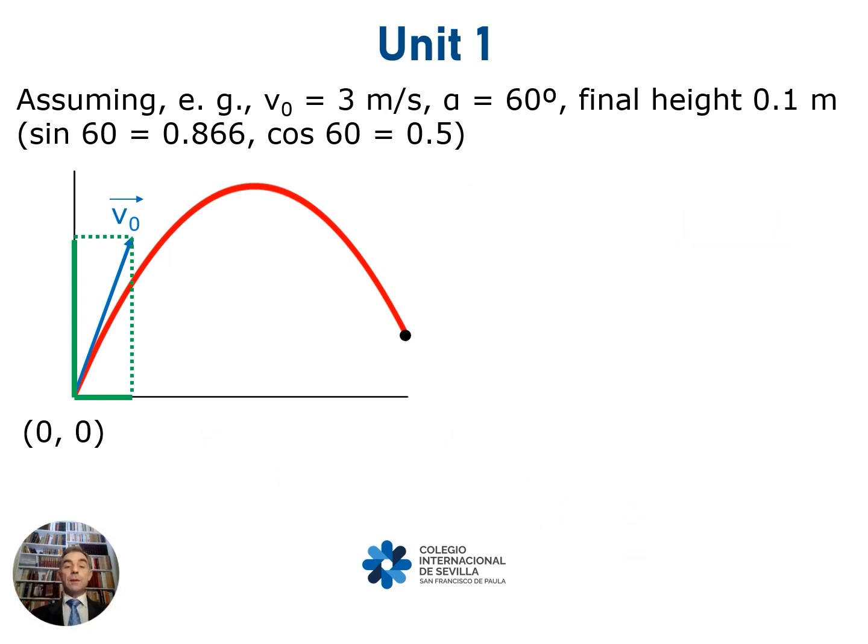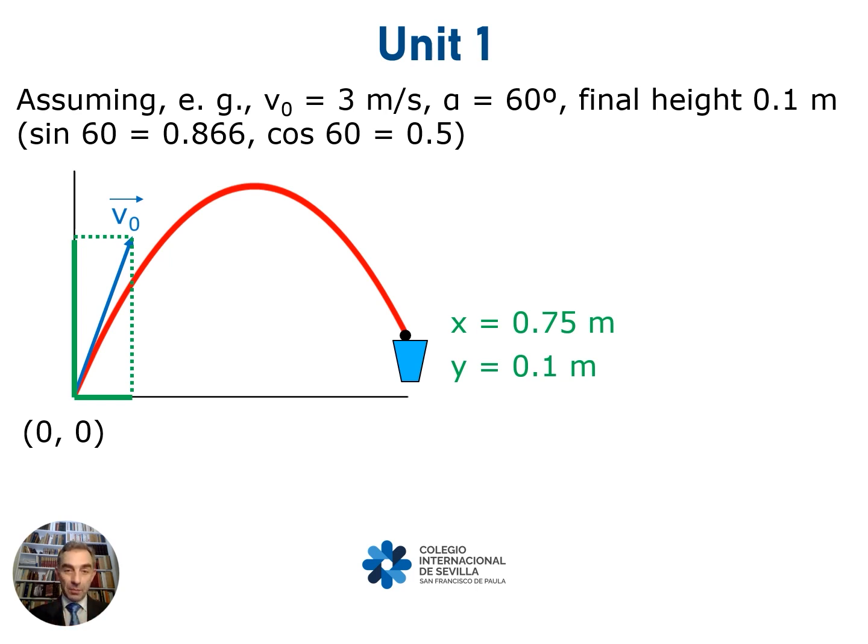So, to summarize, the black dot on the scheme lies 0.75 meters far from the origin along the x-axis, and it lies at 0.1 meters high from the origin along the y-axis. That is where we need to place our bucket if we are going to receive the water jet at that point.